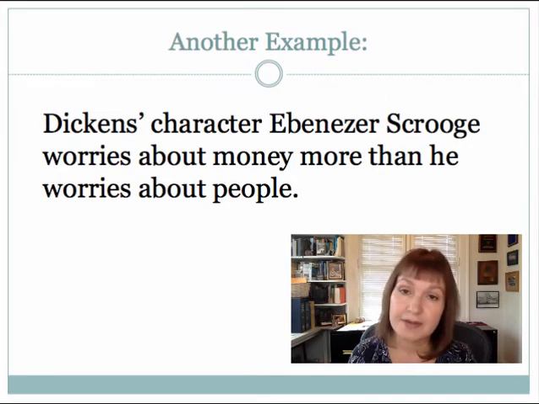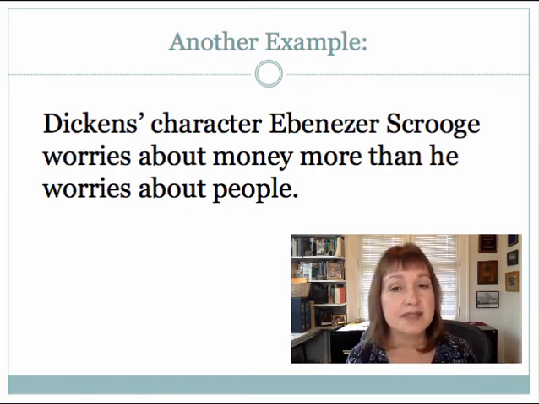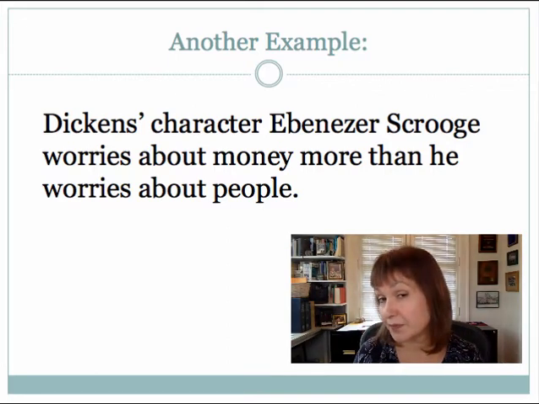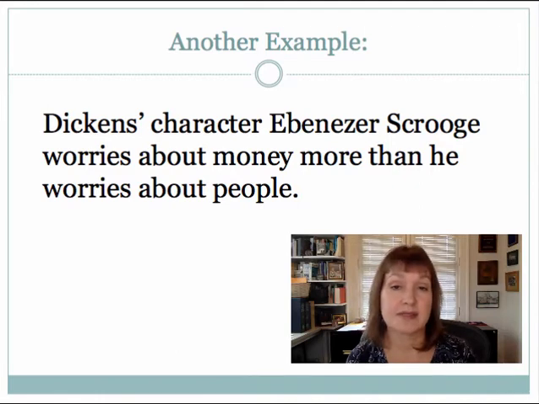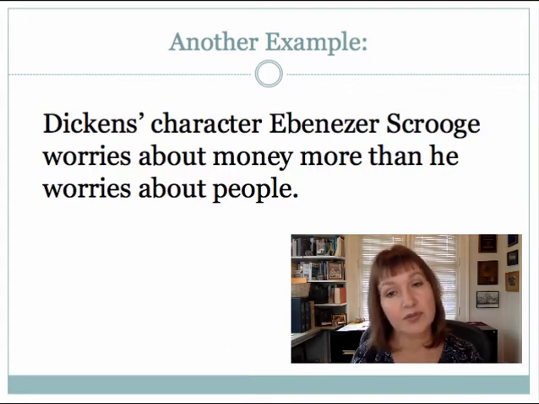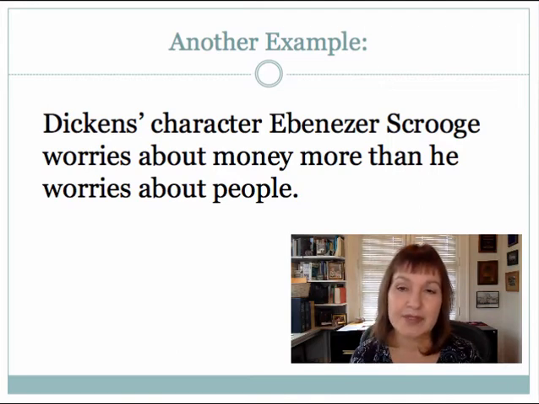Okay, let me give you another example because this is pretty tricky. Dickens' character Ebenezer Scrooge worries about money more than he worries about people. There are no commas in this sentence. If you are at all familiar with the writings of Charles Dickens, you know that he has hundreds of characters. And there are a lot of characters who worry about money. And we need Ebenezer Scrooge.